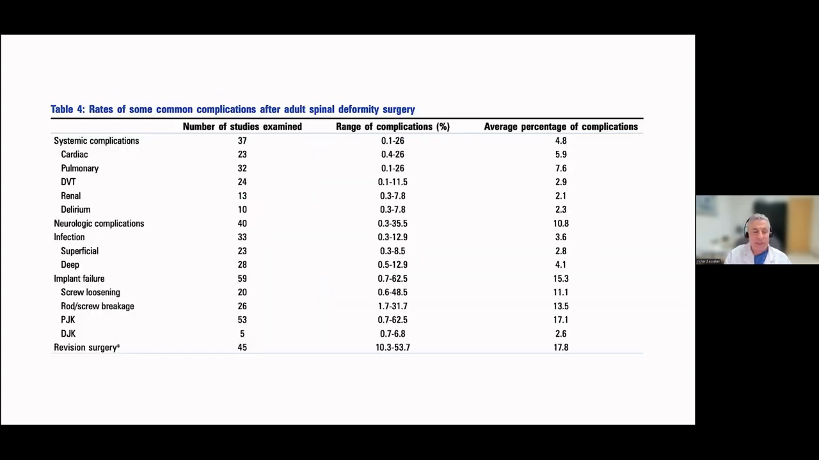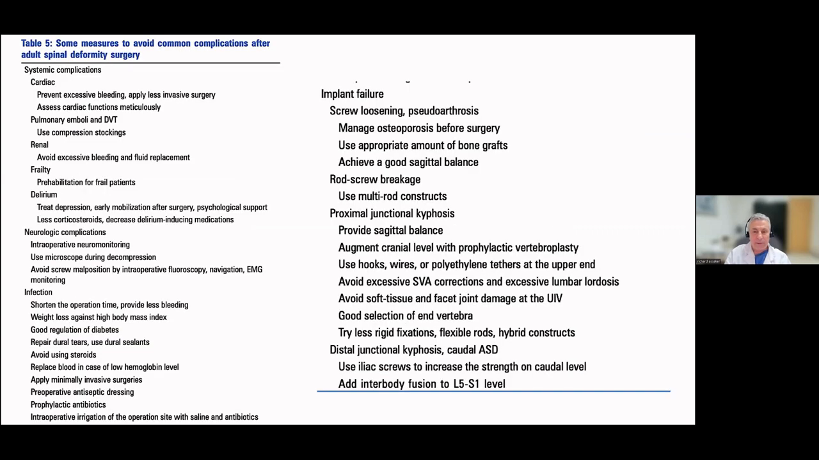We have all the systemic complications, the neurological complications, where Professor Lamartina will talk about the infection. And if you look at the implant failure, all the mechanical failures, it's a high percentage of mechanical failures. Here are the actions and the measures to avoid those complications. We could go through details in this paper, but we don't have enough time to go point by point, but I will resume it later on.